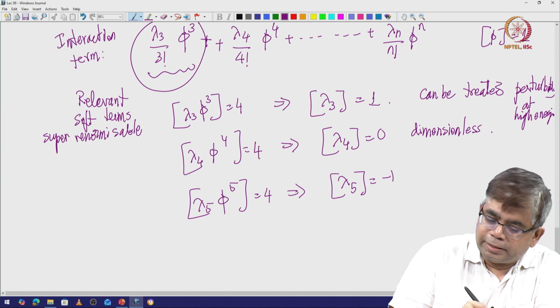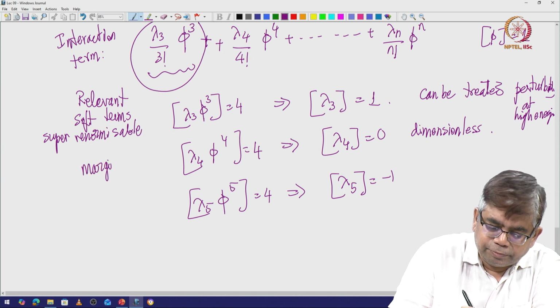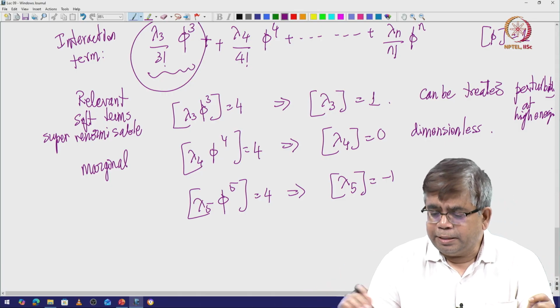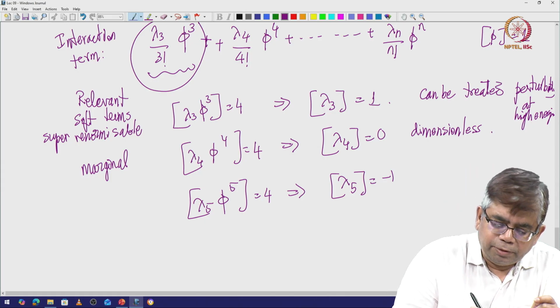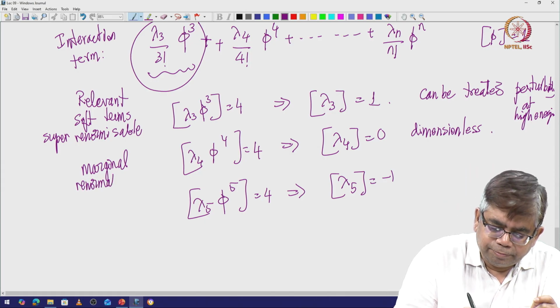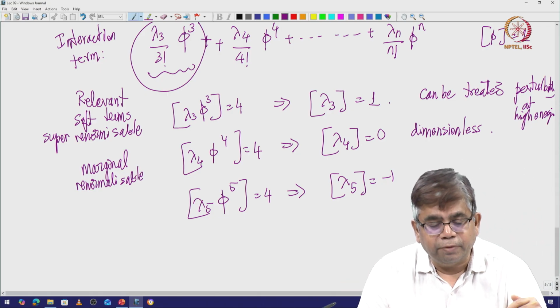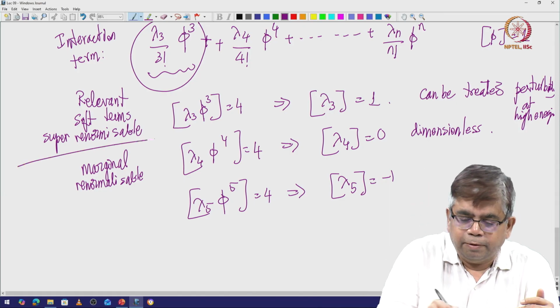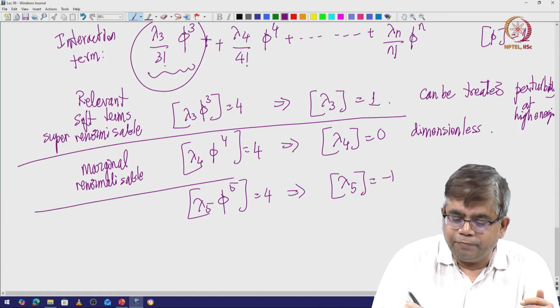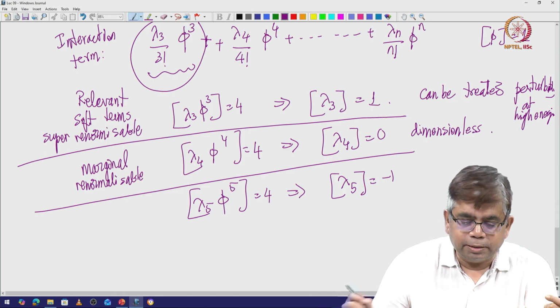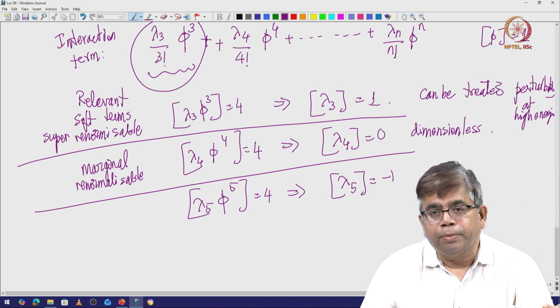whereas the second class of terms are called marginal. They become marginally relevant. They are dimensionless couplings essentially. So these are also called renormalisable terms. The first ones are called super renormalisable. The second ones are called marginal terms or renormalisable terms, and the third class has couplings with negative mass dimensions. They become completely irrelevant essentially at very high energies.